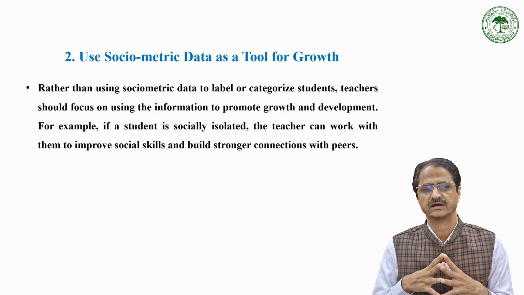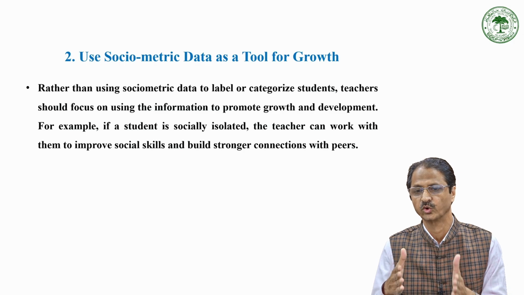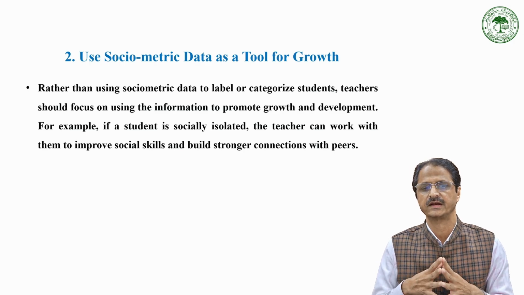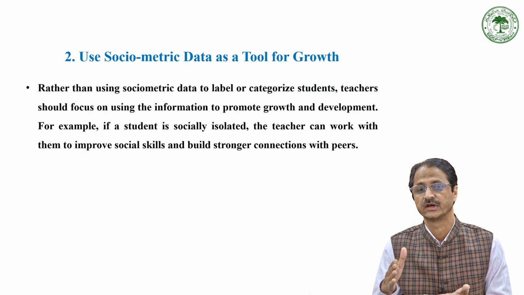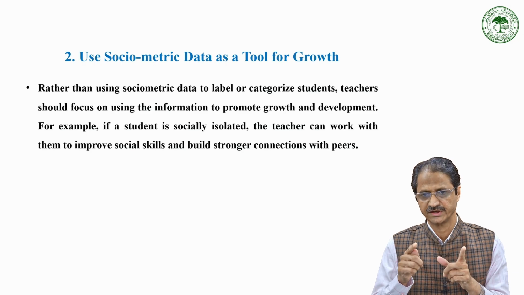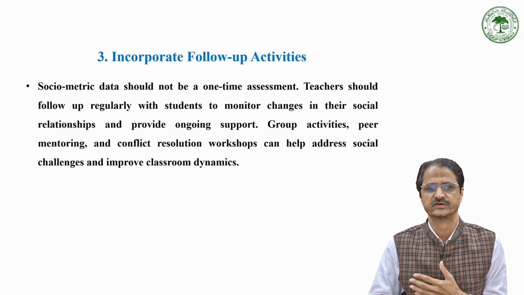Second, rather than using sociometric data to label or categorize students, teachers should focus on using the information to promote growth and development. For example, if a student is socially isolated, the teacher can work with them to improve social skills and build stronger connections with peers. So this data should be kept confidential, and it should be used for enhancing the growth or the social skills of the student.